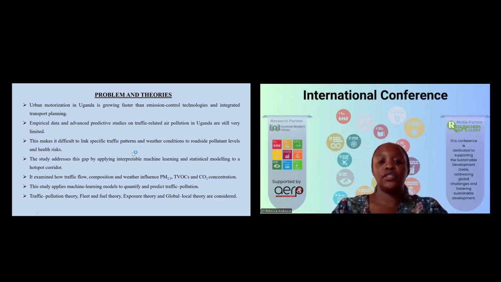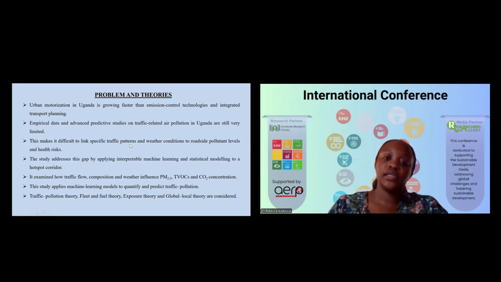This study addresses this gap by applying interpretable machine learning and statistical models to hotspot corridors. It examined how traffic flow, composition, and weather influence the pollutants that I focused on, specifically particulate matter 2.5, total volatile organic compounds, and carbon dioxide.